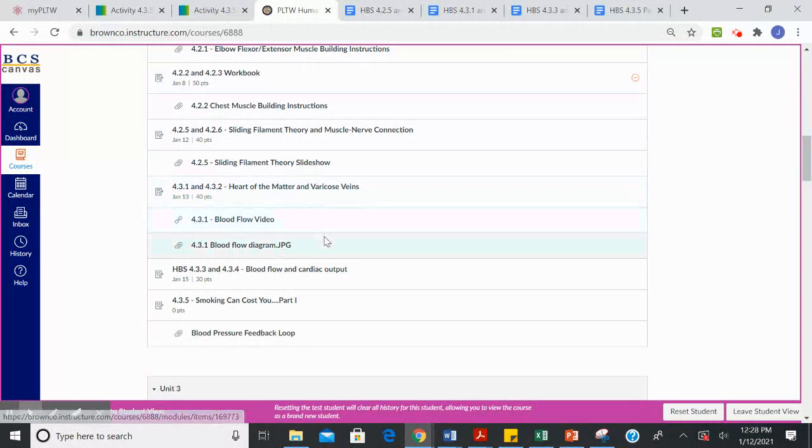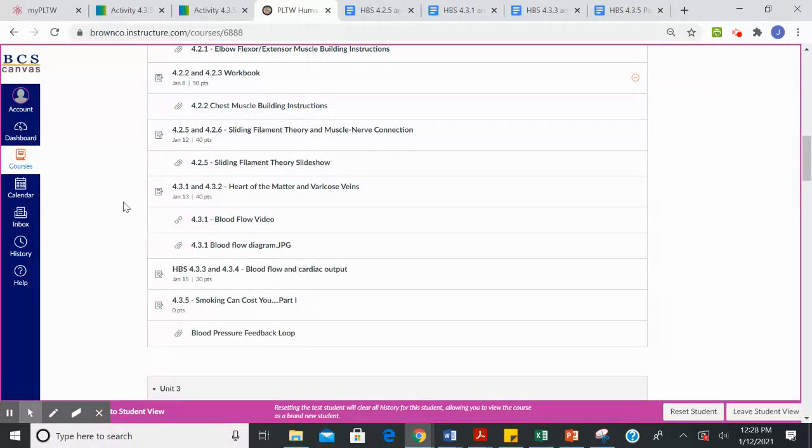Blood flow and cardiac output is due Friday. Sorry about that, the heart of the matter, varicose veins, is due Wednesday. The blood flow and cardiac output is due Friday. So I would say it'd be in your best interest to have that done when you come to class Friday and submit it. This 435 is a new activity. It's the last activity in 4.3, and then we have a really short amount in 4.4 before we finish up.